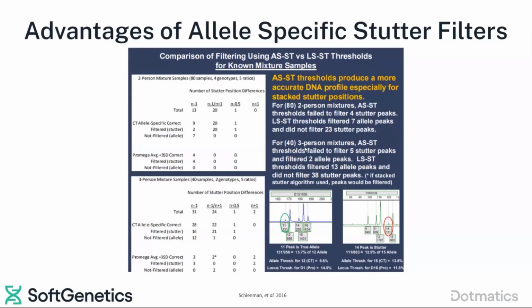And then they looked at 43-person mixtures, and the allele-specific stutter thresholds there did fail to filter 5 stutter peaks, so they were included, and it filtered 2 actual allele peaks. But the locus-specific stutter filtered 13 allele peaks and did not filter out 38 stutter peaks. And so he has here an image. The stacked algorithm is what is helping here, catching that additive effect of the shared stutter position.